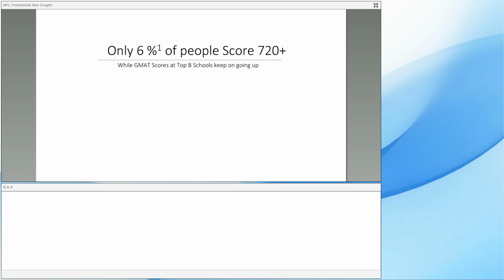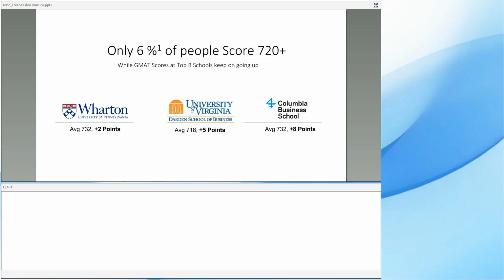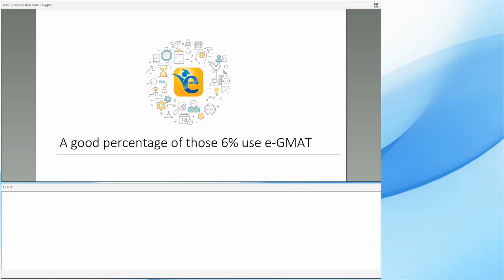So while about 55% of you aim to get to that score, statistically, only 6% of the people get to that score or a higher score. And this is despite the fact that schools continue to demand higher scores. These are median scores that were released this year by these three schools. Again, you can look at some of these stats over here.